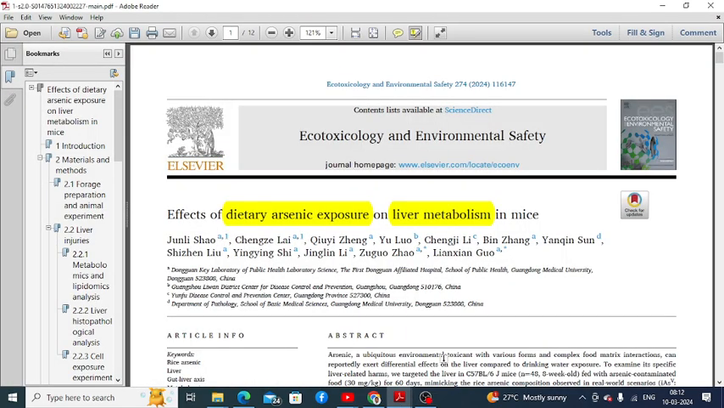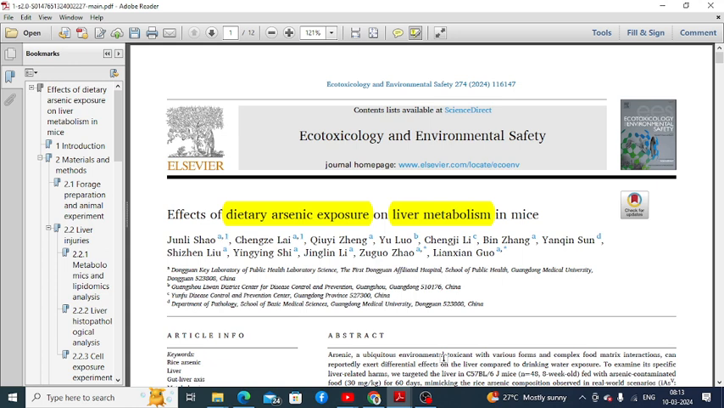Hi everyone, let's break down the introduction section from another research article. The title of the research article is Effects of Dietary Arsenic Exposure on Liver Metabolism in Mice. So, the title suggests that dietary arsenic exposure has implications on liver metabolism.